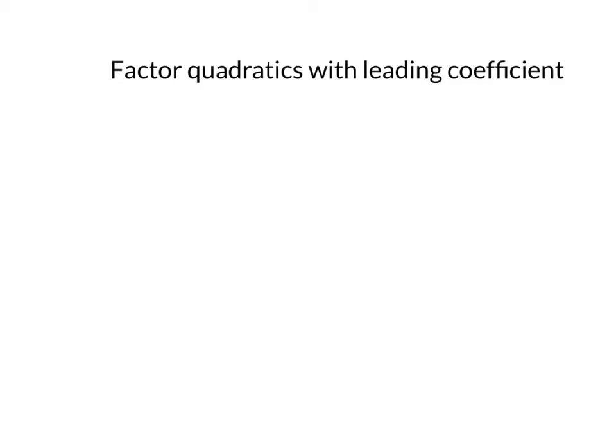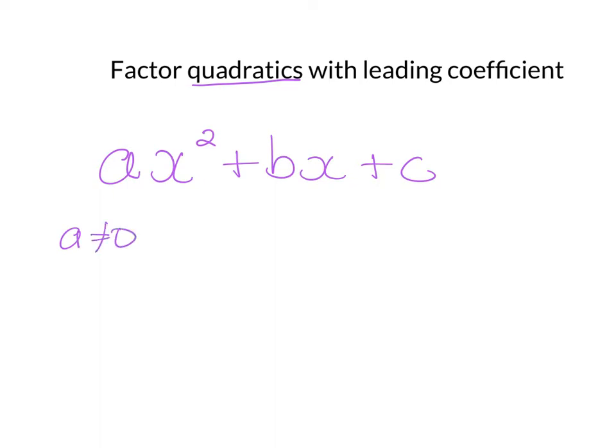So the first word that we're going to have a look at is the word quadratic. A quadratic is a polynomial where the highest degree is 2. So any polynomial where we have ax squared plus bx plus c, where a is any number but 0, b is any number, and c is any number. So for example, an example of a quadratic could be 2x squared plus 3x plus 1.